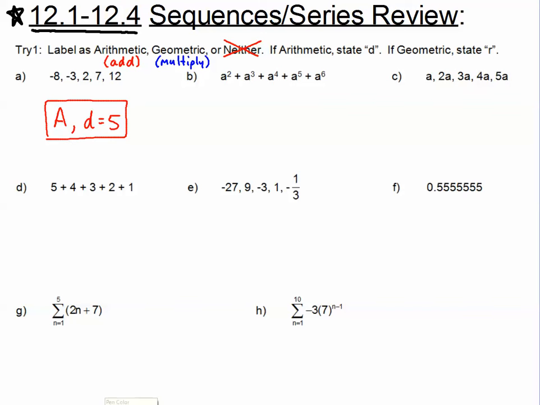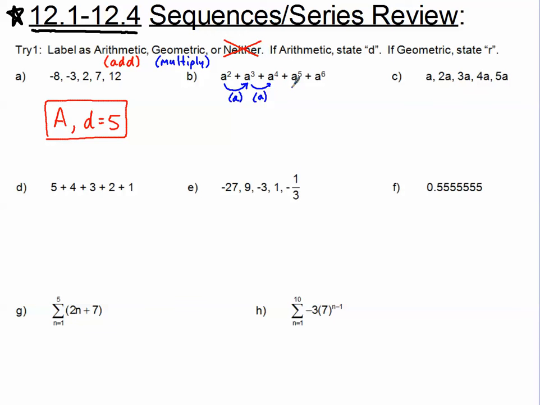Let's look at B. We're going from a squared to a cubed to a to the 4th to a to the 5th to a to the 6th. Obviously, there's a pattern. Now, I understand that the pattern in my exponents looks like I'm adding 1. I get that. But this is not an arithmetic pattern because we're not talking about the exponents. We're talking about a squared turning into a cubed. How does a squared turn into a cubed? It looks like we have to multiply by a. And then a cubed times another a would become a to the 4th, and so on and so forth.